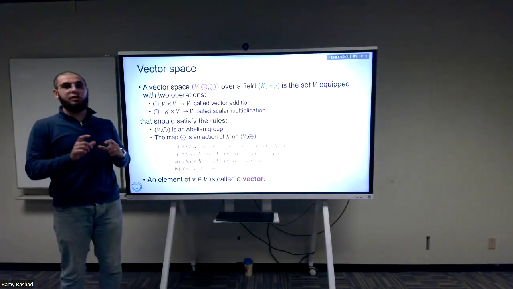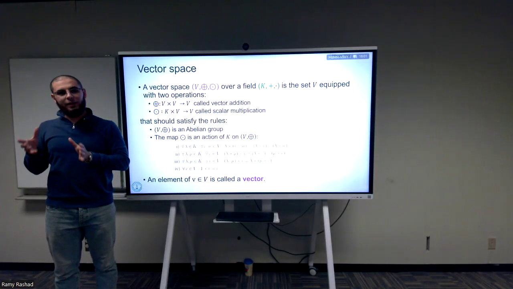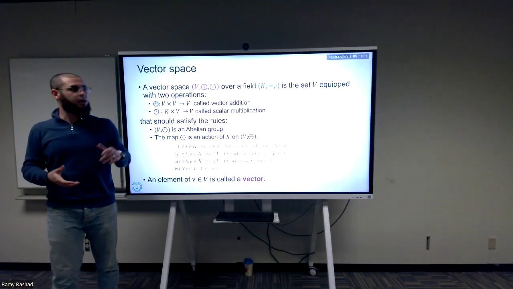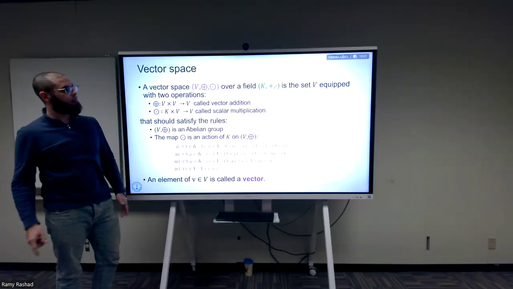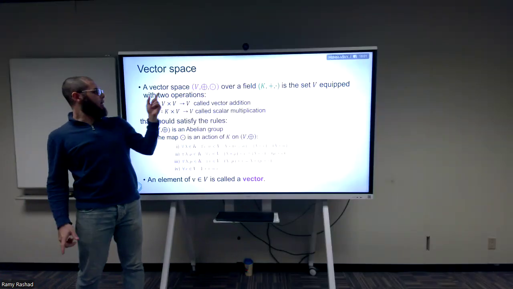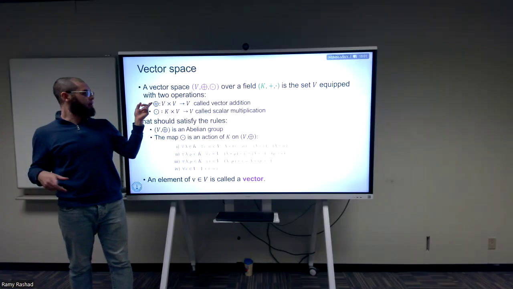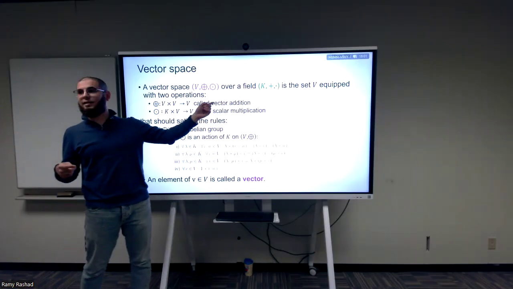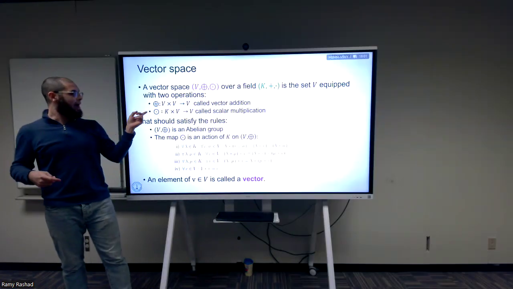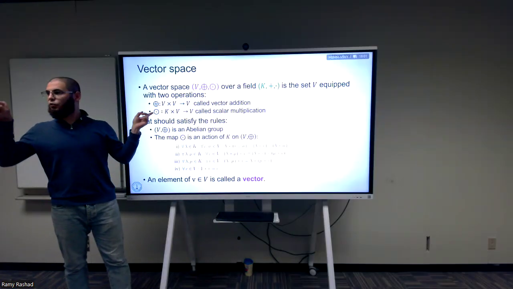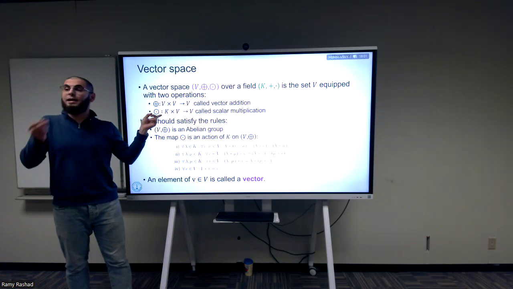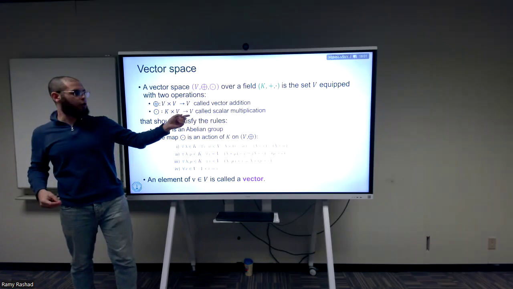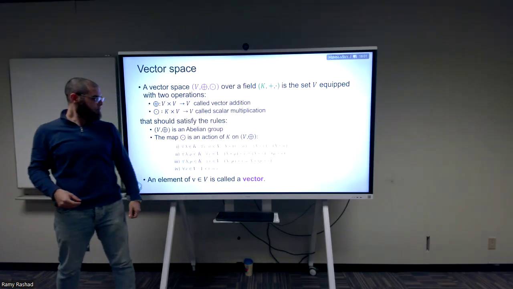So a vector space is not defined on its own. You always call it a vector space over a field. That's why we were talking about fields so far. A vector space over a field is the set V equipped with two operations. The circ plus takes two elements in V and gives you an element in V, and it's called vector addition. And we have the circ with the dot inside that takes one element in K and one element in V and gives you an element in V, and we call it the scalar multiplication.